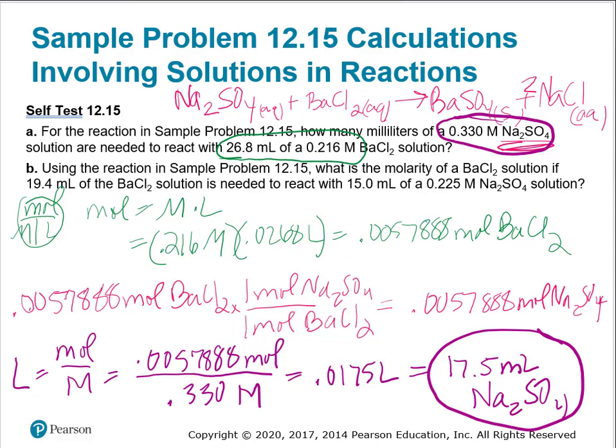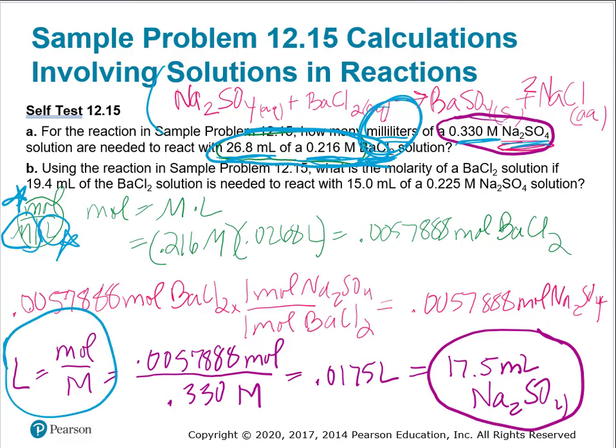Let's walk through this problem. In this reaction here, we want to know how many milliliters of this concentration of sodium sulfate is needed to react with this many milliliters of that concentration of barium chloride. I always look at these and go, well, I gotta know 2 out of the 3 things for one of them. And I look at this barium chloride and I'm given volume and concentration, which means I can find moles of barium chloride. If I find moles of barium chloride, I can get to moles of sodium sulfate. And then I can find the volume of sodium sulfate because the volume is equal to moles divided by concentration, and we're given the concentration. So let's work through it.